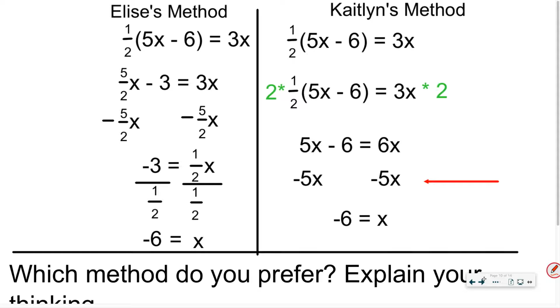Probably Caitlin. Okay, why? Because hers seems to have all whole numbers, and when you're dealing with whole numbers, it's way easier because that's what you know. Okay, so maybe Caitlin's because you're going to get rid of working with fractions early on. How about in terms of the number of steps, do you feel like Caitlin's might be a little bit more straightforward? Yeah. Okay, anyone like Elise?